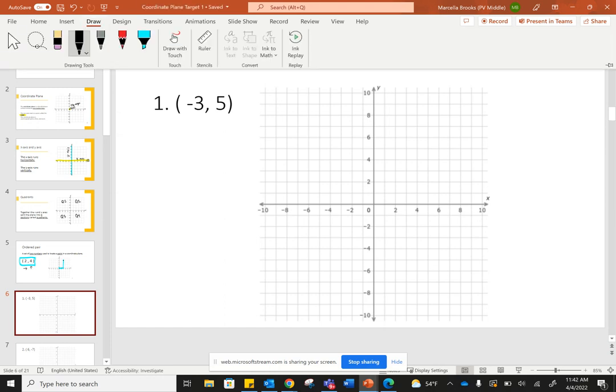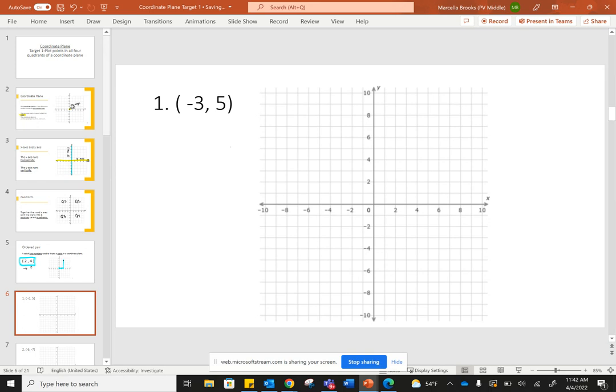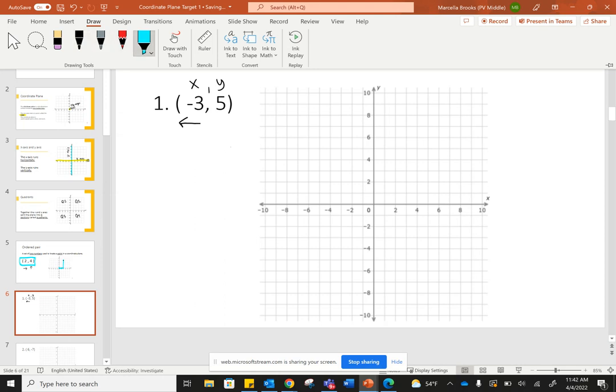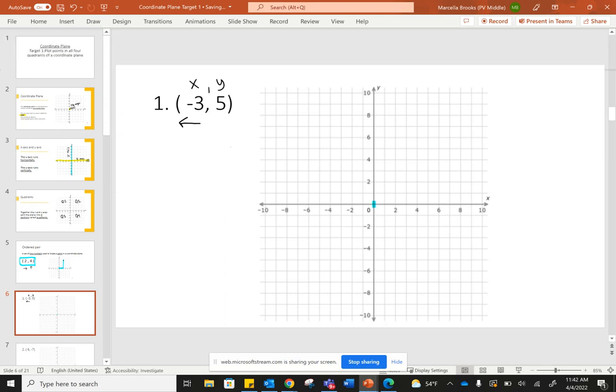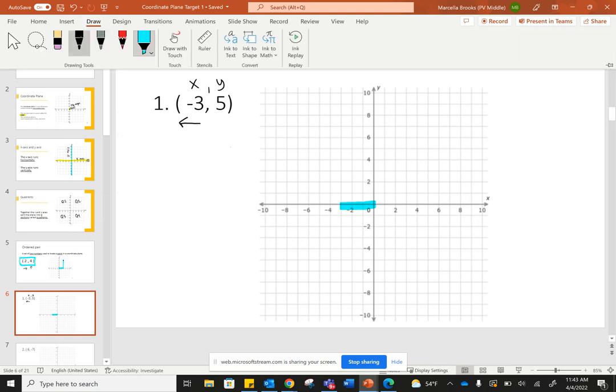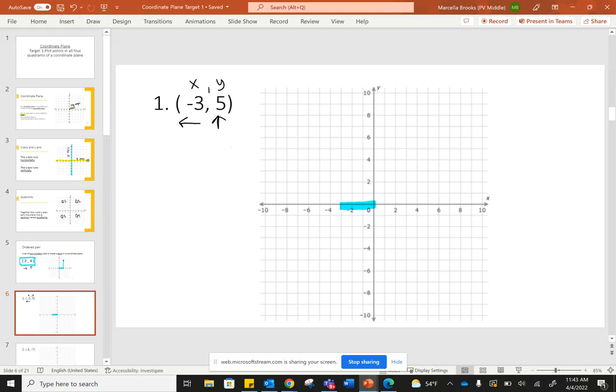Here we go. So we have a negative number as our x value. Remember, this is x, this is y. If it's a negative number, that means I'm going left. So I'm going to go left 3. Again, we always start at 0, 0, and we go left. So I'm going to go 1, 2, 3. It's not labeled, but it's between -2 and -4. You can count the lines here. And then the y value, 5, tells me whether or not to go up or down. Since it's a positive, that tells me to go up.